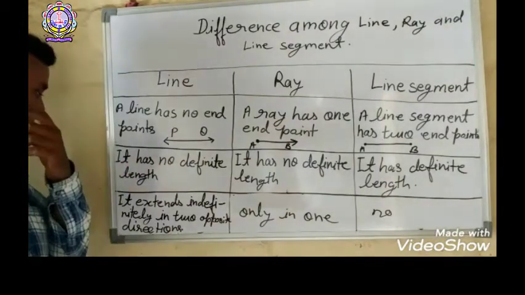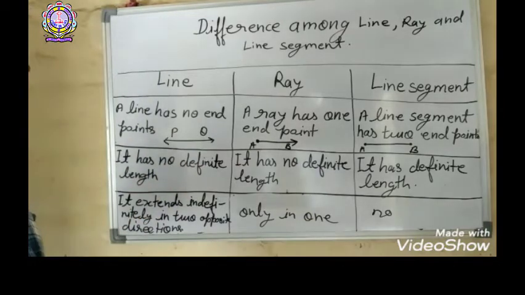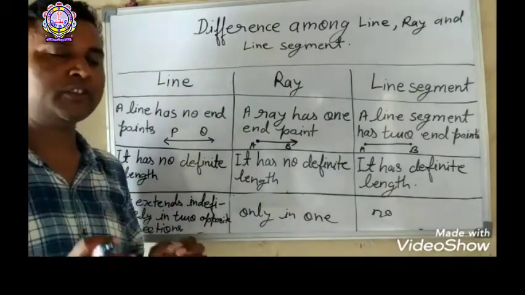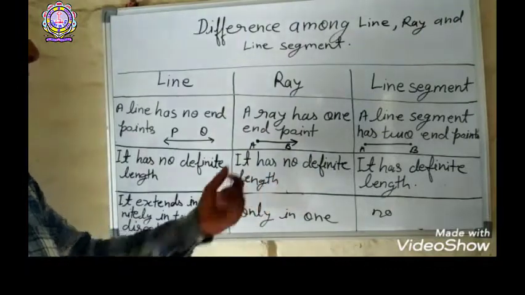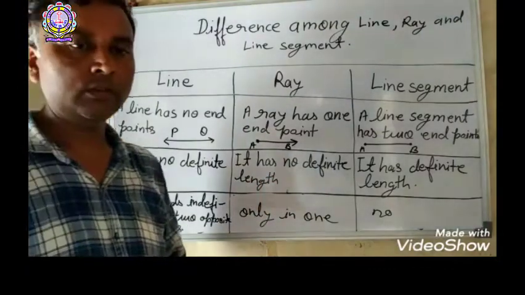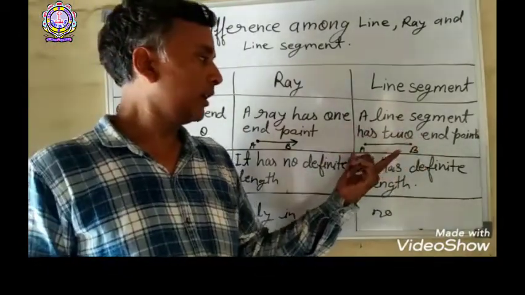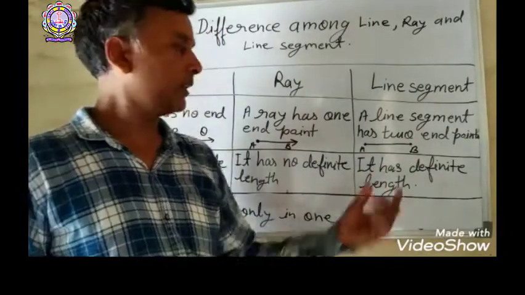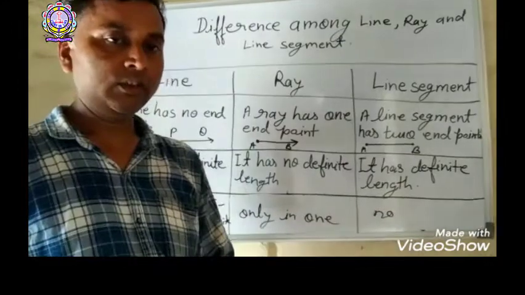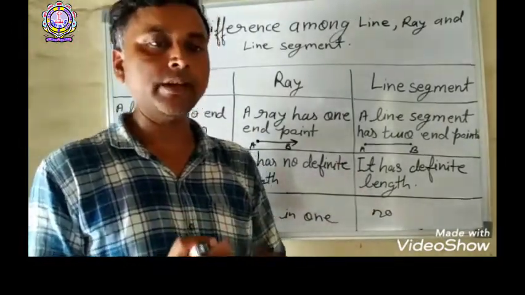Second difference: a line has no definite length. Definite, निश्चित. It has no definite length. A ray also does not have a definite length. A line segment has two endpoints, okay. It has a definite length because it has two endpoints. तो इसका एक निश्चित, definite length होती है.